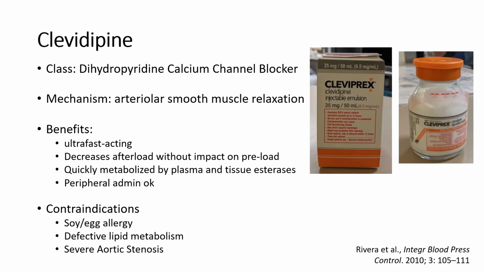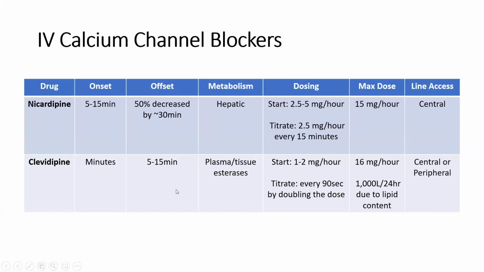If you take away their afterload, they're not going to perfuse their coronaries and they could have an MI. So you have to be very cautious with that in patients with severe aortic stenosis. So comparing nicardipine and clevidipine, clevidipine is faster. In just minutes you can have onset, and offset in 5 to 15 minutes.